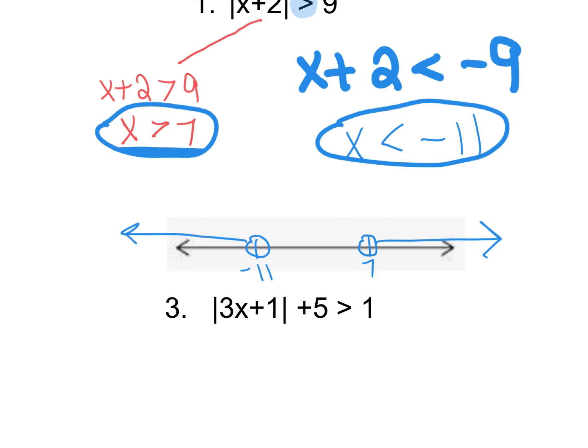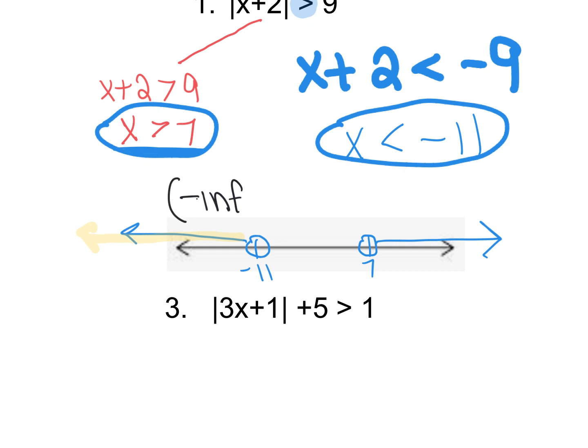Our last step is to write it in interval notation. If we read our graph from left to right, coming across here, my graph started at negative infinity.